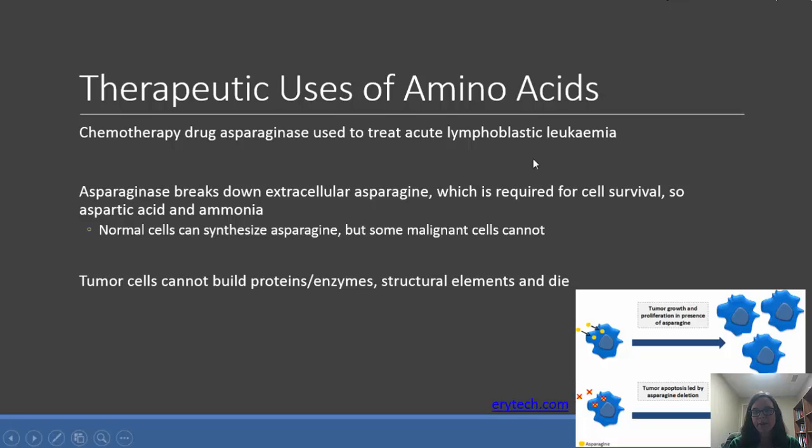So here we have our graphic. We have our asparagine, and that amino acid is needed for growth of these tumor cells, so then they grow and they reproduce. But the asparaginase breaks down the asparagine, so then what happens is the tumor cells can't grow and reproduce. So our normal cells can synthesize asparagine, but some malignant cells cannot. So if we introduce this asparaginase to break down asparagine, then we effectively cut out the tools that the tumor cell needs to grow.